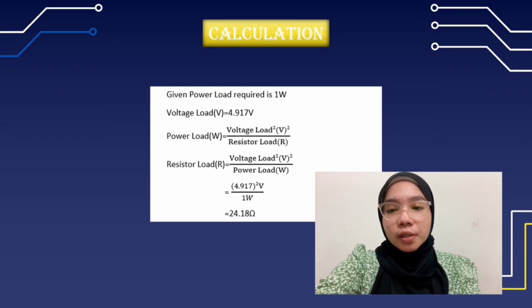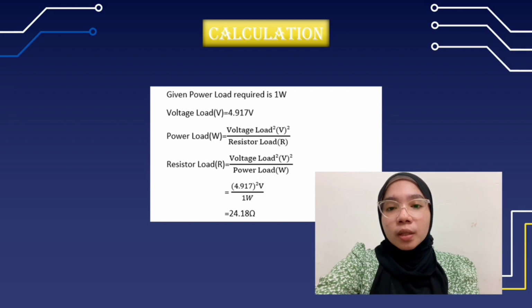This is the calculation for the load. Given the power the load requires is 1 watt. The voltage load is equal to 4.917 volt. Power load equals voltage load square divided by resistor load. Resistor load equals voltage load square divided by power load. The value of voltage load is 4.917 volt, so 4.917 volt square divided by 1 watt. So the value of resistor load is 24.18 ohm.